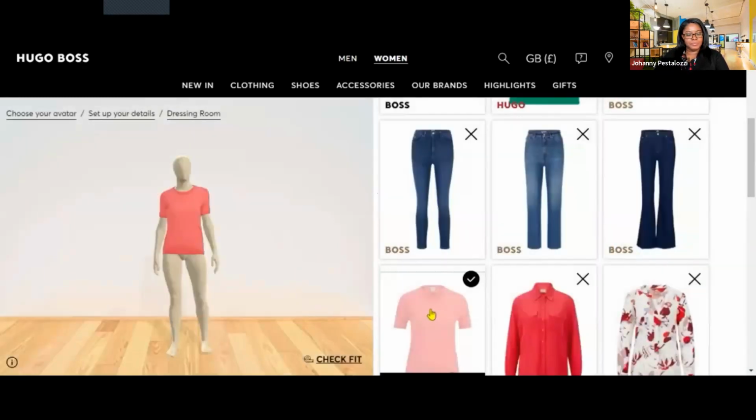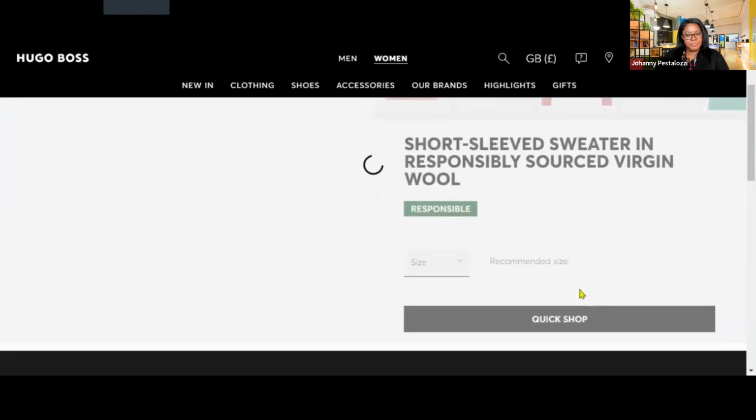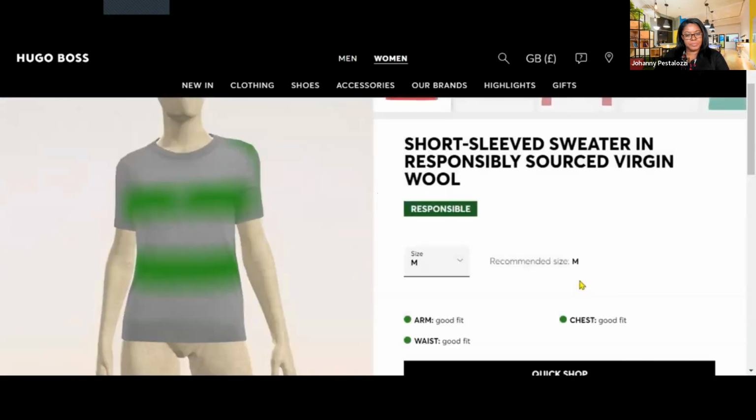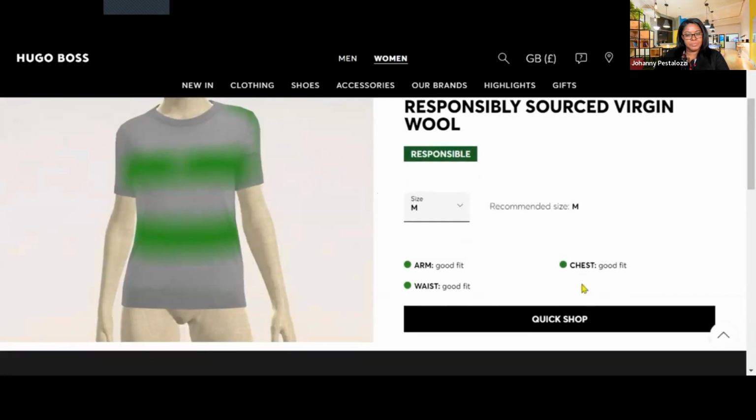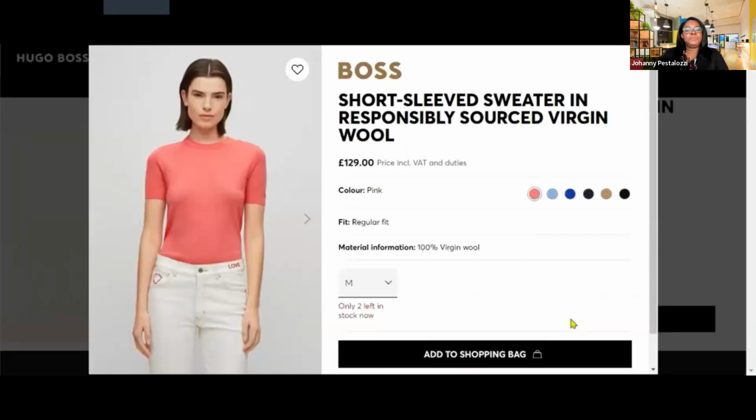And the artificial intelligence will choose the suitable size for you. And you can also check the fit to see how does the recommended size fit for you. If everything all right, you can go to the quick shop. And now the product information and the available stock as well as the estimated delivery will be shown for your considering.